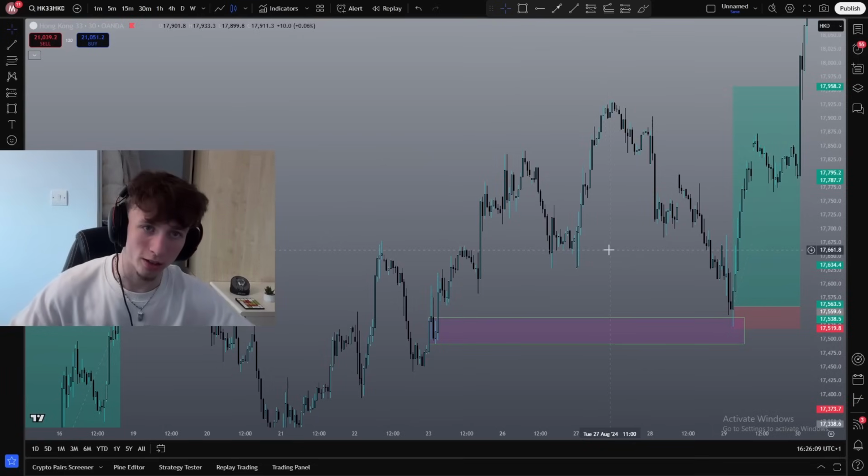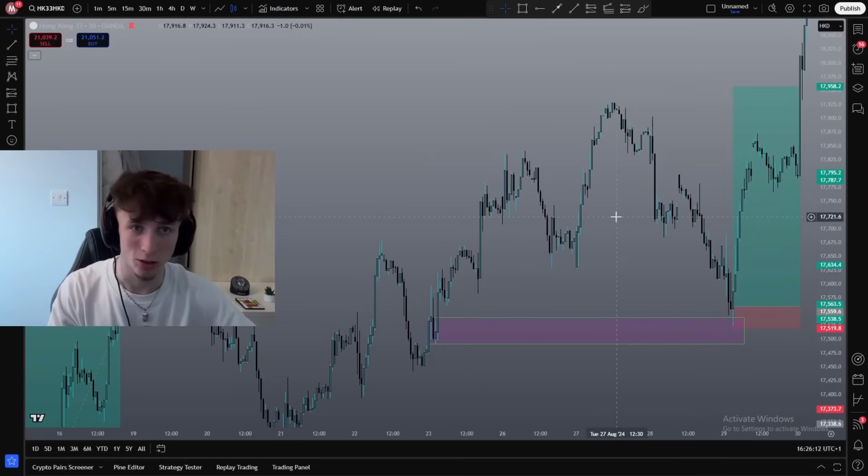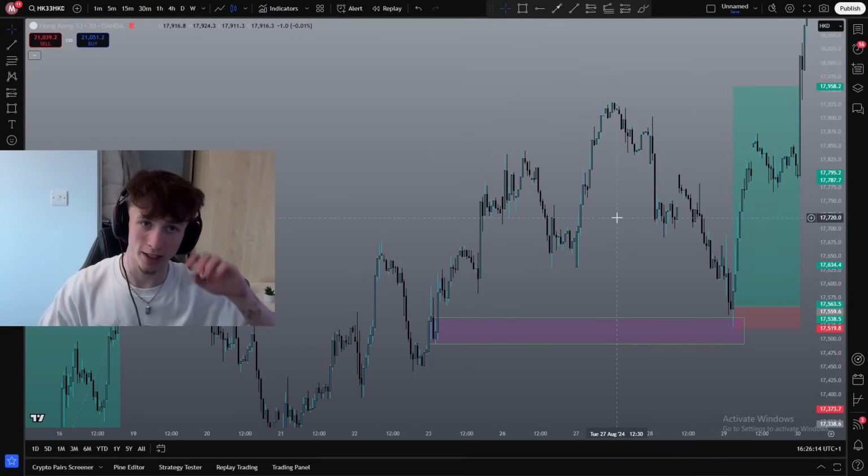If you're taking all the 1 candle liquidity setups, then you'll see so many setups and it will become very saturated and you'll be taking lots of trades and your win rate will be very low.